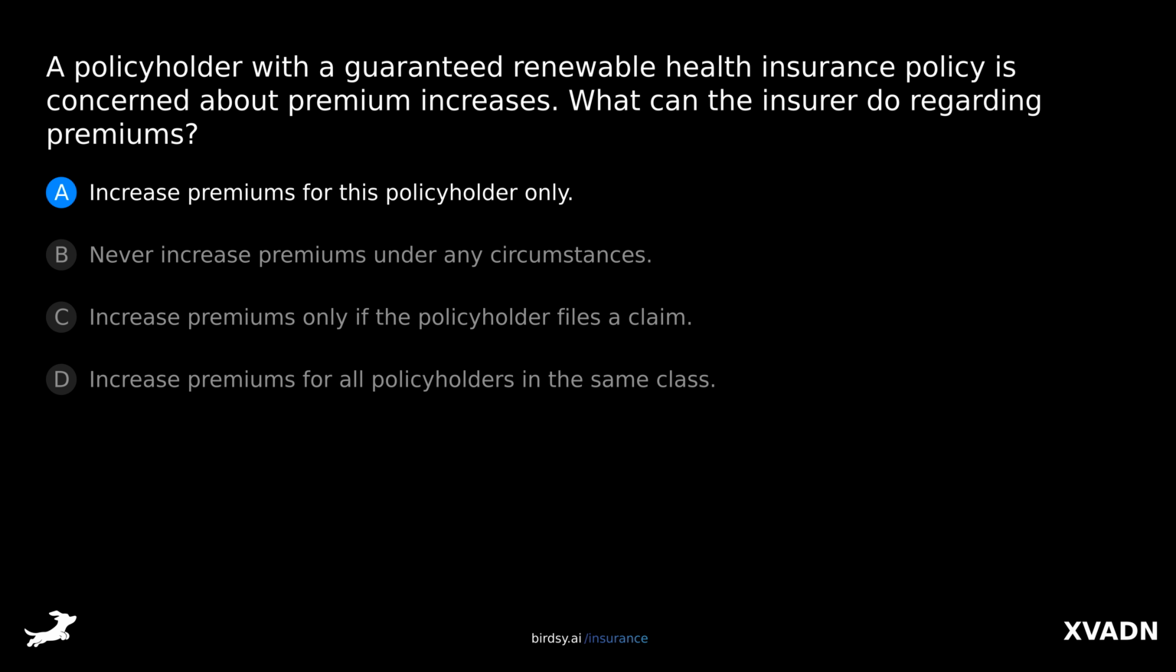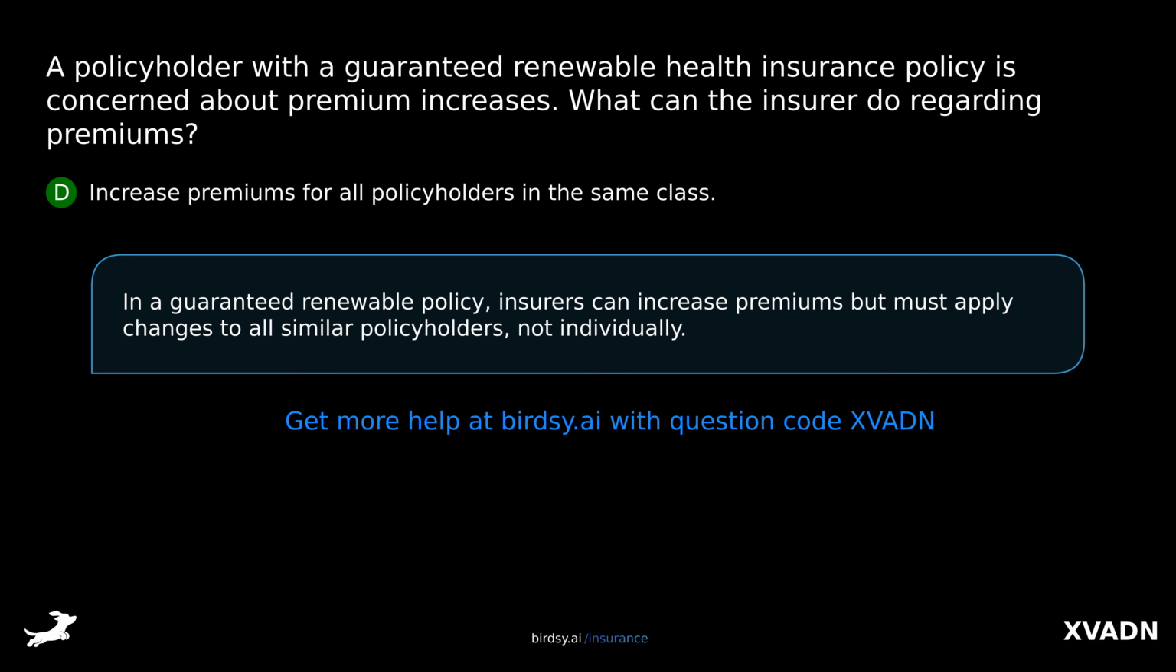Is it A, increase premiums for this policyholder only, B, never increase premiums under any circumstances, C, increase premiums only if the policyholder files a claim, or D, increase premiums for all policyholders in the same class? The answer is D, increase premiums for all policyholders in the same class. In a guaranteed renewable policy, insurers can increase premiums but must apply changes to all similar policyholders, not individually.